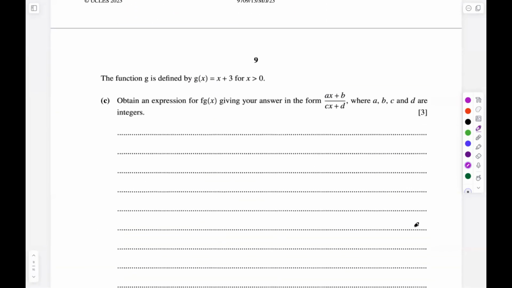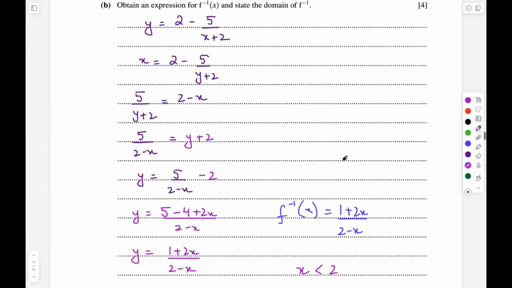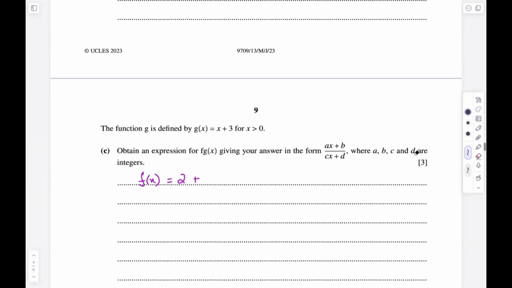In part C, it says that a function g is defined by g of x equals x plus 3 for x greater than 0. We have to obtain an expression for fg of x, giving the answer in the form ax plus b upon cx plus d. So f of x originally was 2 minus 5 upon x plus 2.